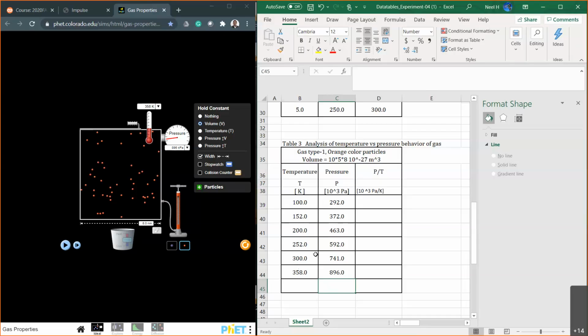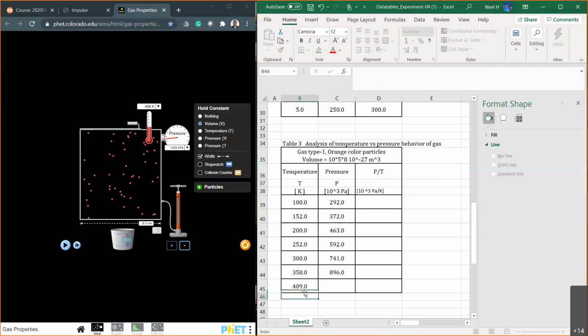Okay, so this is the last one we can do. You can take as many data points as possible, but that should be good enough. Play mode. Increase the temperature to maybe 400. Close to 400, that's okay. We'll use 409. And the pressure is about 1028.